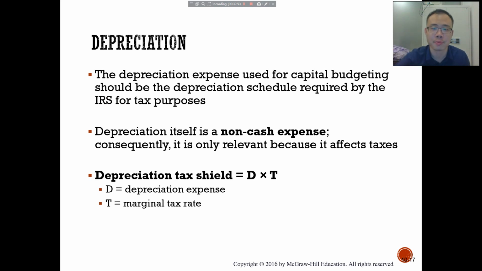The depreciation expense used for capital budgeting should be the depreciation schedule required by the IRS, the Internal Revenue Service, the tax department of the U.S., for tax purposes. Depreciation in itself is a non-cash expense. Consequently, it is only relevant because it affects taxes. And the tax shield is depreciation expense times the marginal tax rate. The tax shield should be added back to the cash flow.